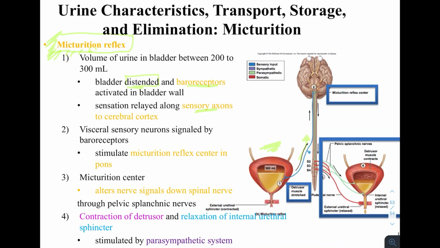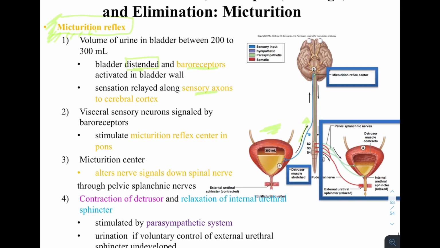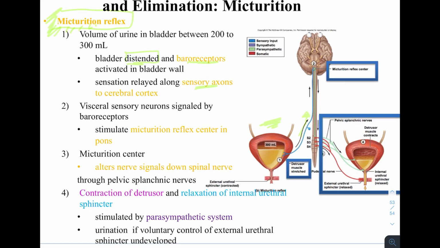And what's going to happen is that the central nervous system will then switch from the storage reflex to the micturition reflex. And really what we want to do is the opposite. And so notice that at this point, it's going to be nerves that are further down in the spinal cord that are going to send signals to contract the detrusor, and that's going to push the fluid out. And at the same time, we need to relax the internal urethral sphincter.